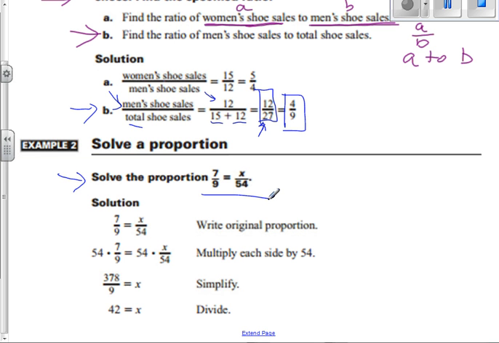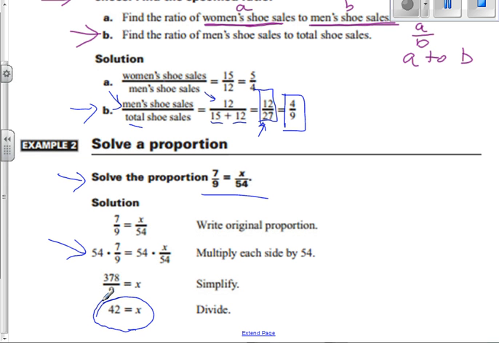In the example that they give, they solve it like the equations you were solving. You multiply both sides by 54, and then you divide by 9 and get an answer, which would be 42. So you can solve it just like we did the one and two step equations that we just previously went through.